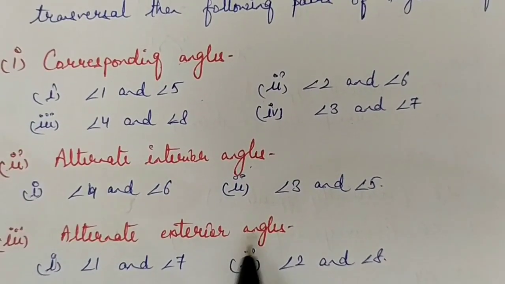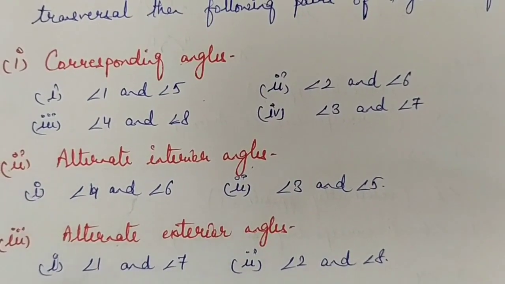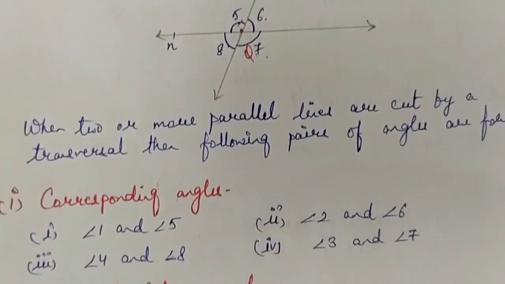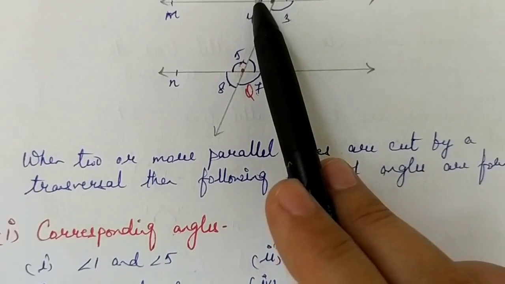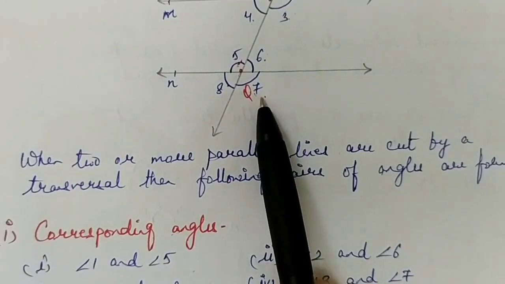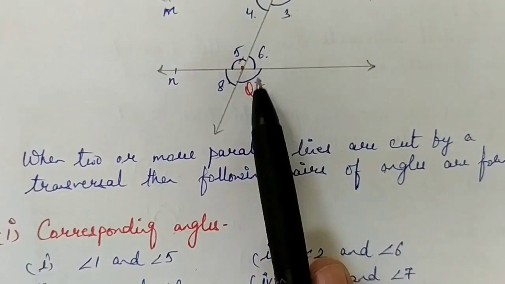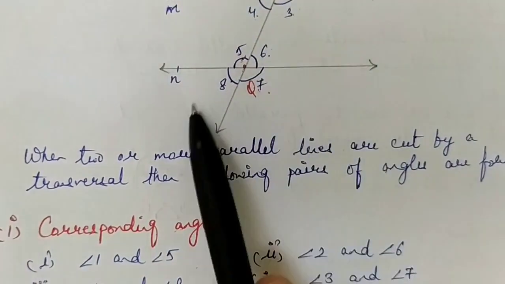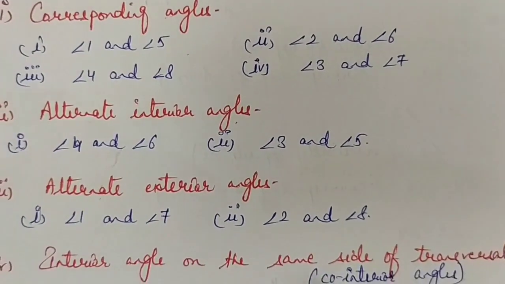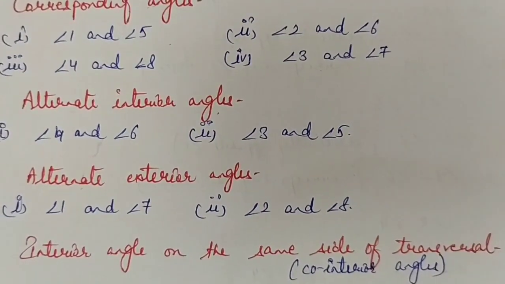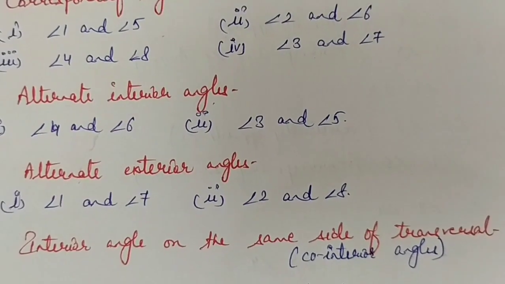Now alternate exterior angles. It means they are alternate and they are present at the exterior side. So alternate exterior angles will be your angle 1 and angle 7, exterior side, angle 1, angle 7, angle 2, angle 8. These are two pairs of alternate exterior angles. Then interior angles on the same side of the transversal, which are also called co-interior angles.